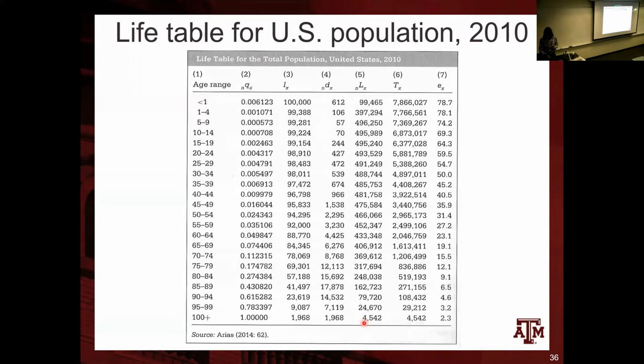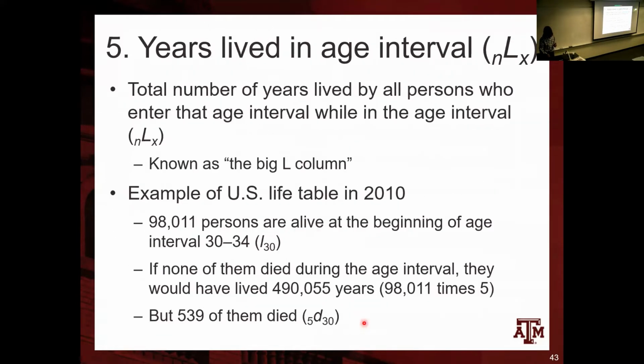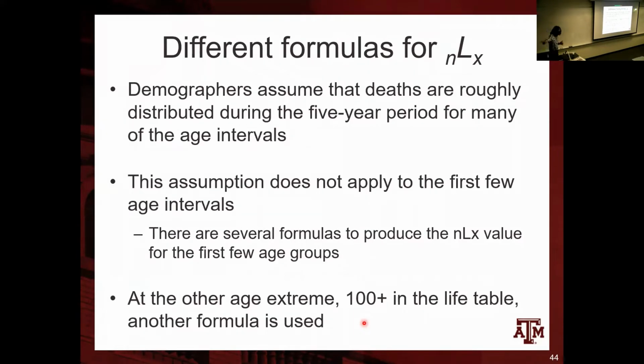Now I'm going to show you in the Excel table. So we have different formulas for the big LXN because of this issue that I just said. So demographers assume that deaths are roughly distributed during the 5-year period for most of the age intervals. The ones in the middle of the life table, we say, oh, people die with the same chances between 10 and 14, between 35 and 39, between 30 and 34, and so on.